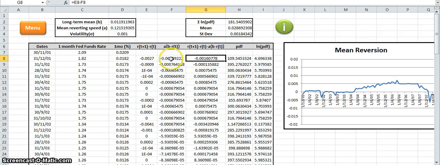Then you take the results from the two previous cells away from each other, and you get the probability density function, which is kind of like the height of a normal distribution curve. Then you log this answer, and again the same as with solver, you sum the logs of the probability density functions, and then you use solver to get the maximum value of this sum of logs by changing the long-term mean, mean reverting speed and volatility, and we got these answers out here.